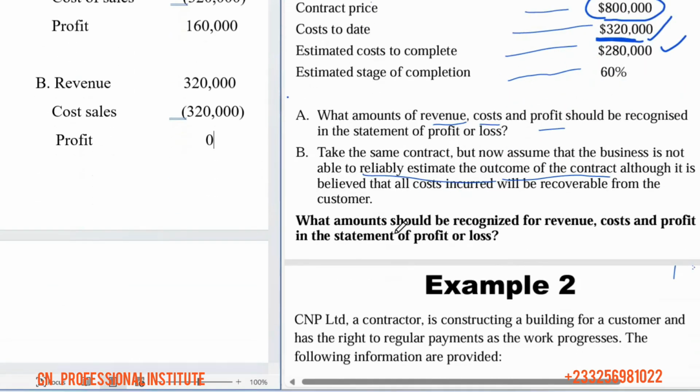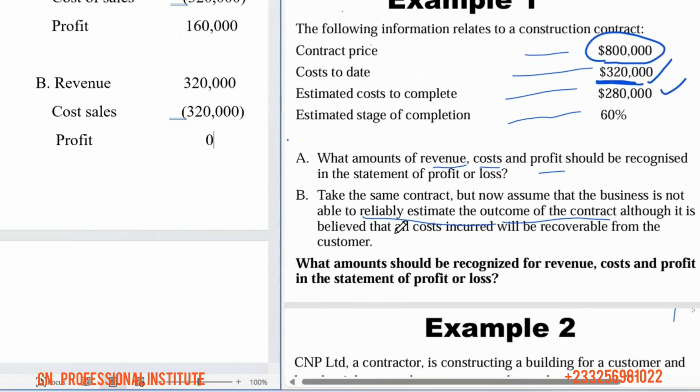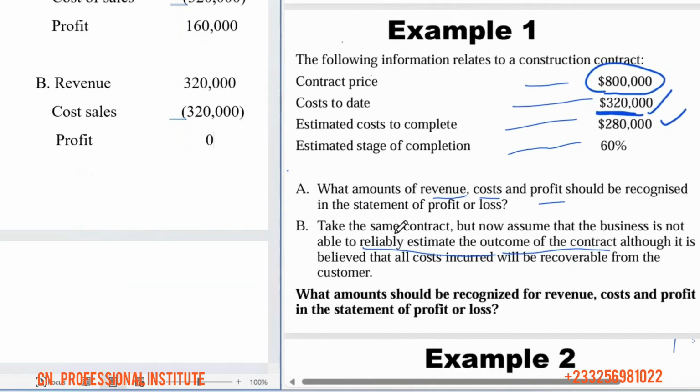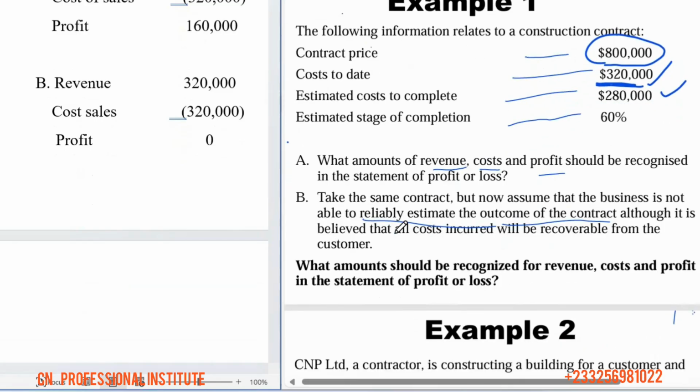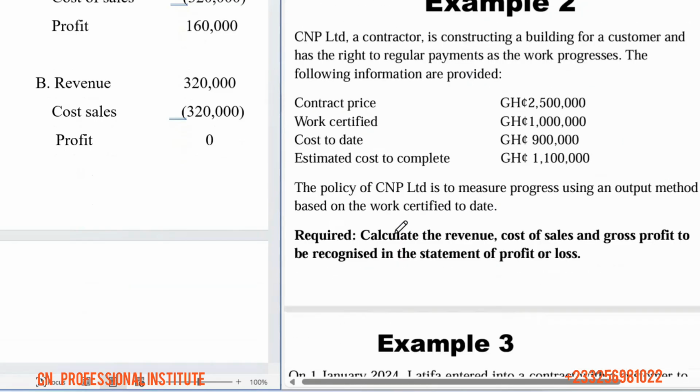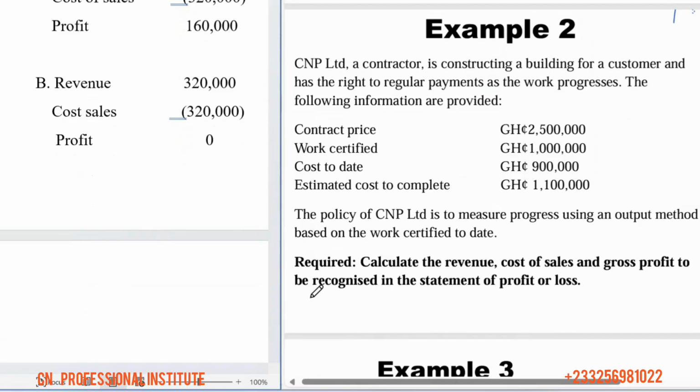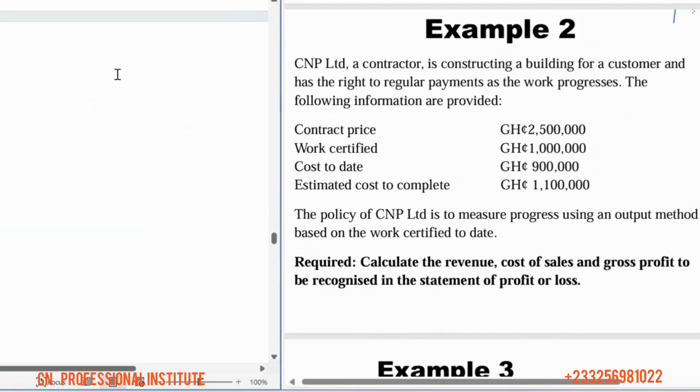Okay, so let's see this one here. So example 1. Okay, so let's go to example 2. Let's look at example 2.